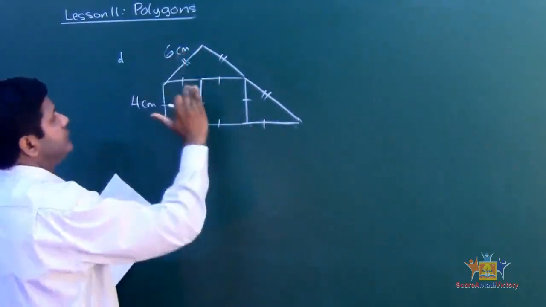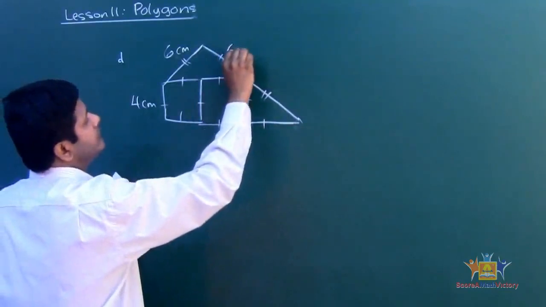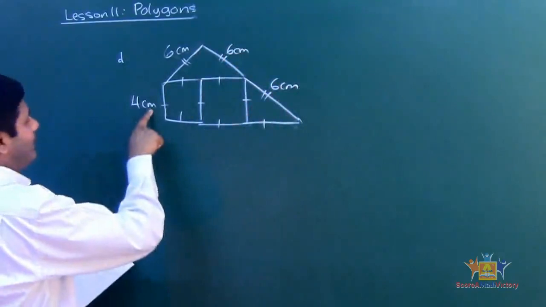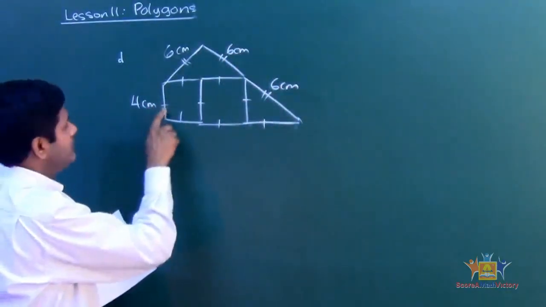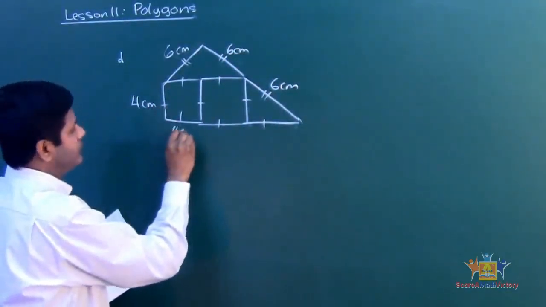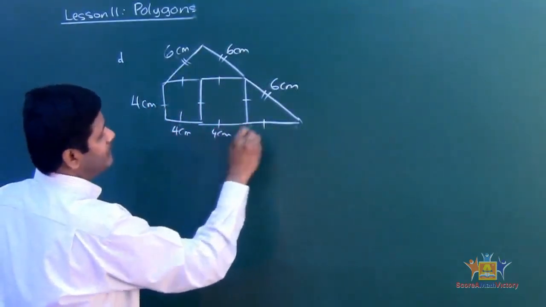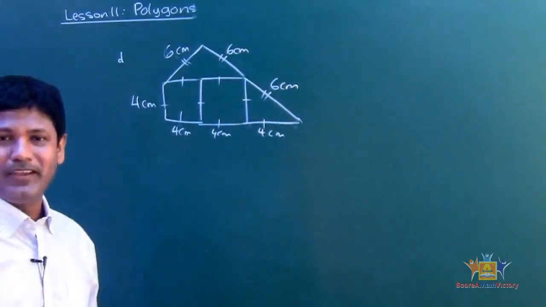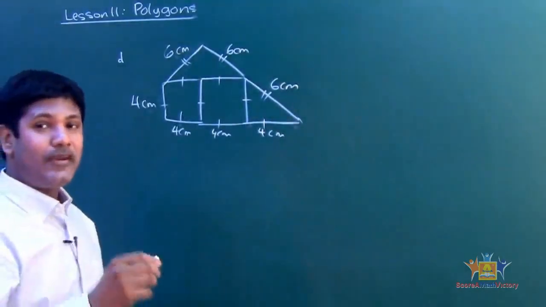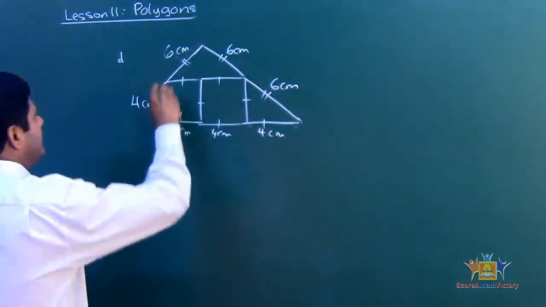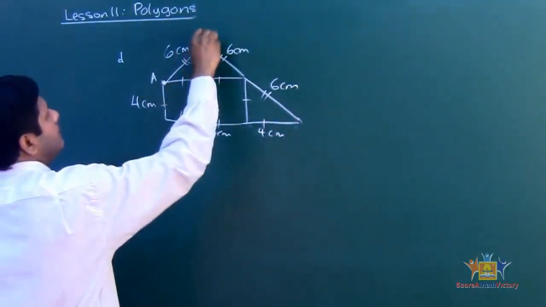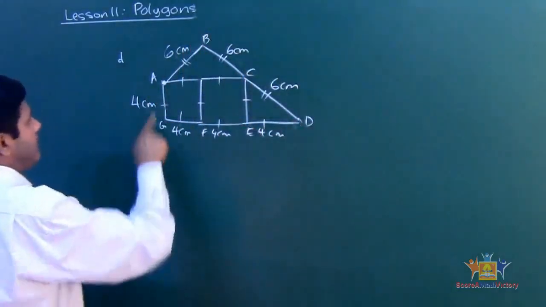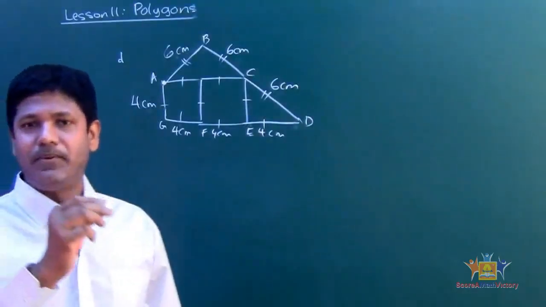Since we know this is 6 centimeters, what is this going to be? Also 6 centimeters. And this? Also 6 centimeters. What about this one? Because we know this is 4 centimeters, and they are equal lengths, this means 4 centimeters, and this one 4 centimeters, this one 4 centimeters. Do we have all the lengths surrounding the figure? Yes, we do. Now let's locate a starting point. Let's say this is A, B, C, D, E, F, G, and then back to A. That is the perimeter.